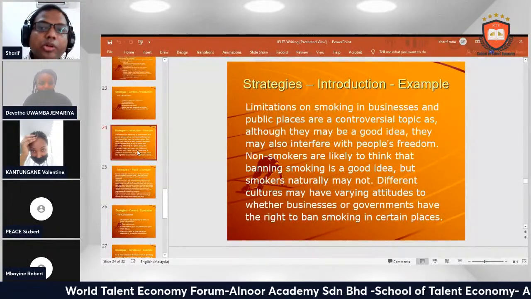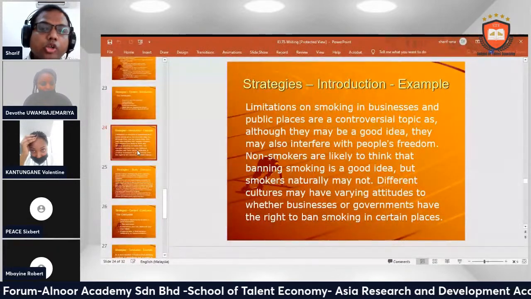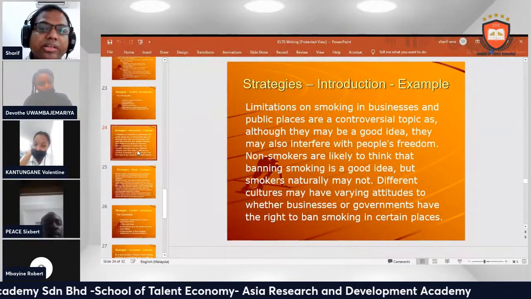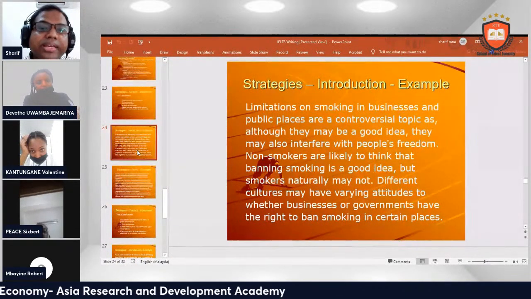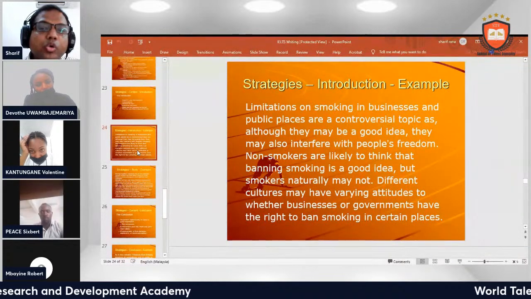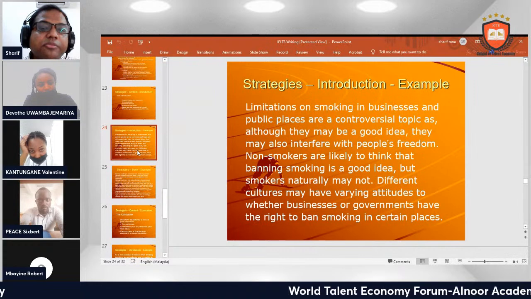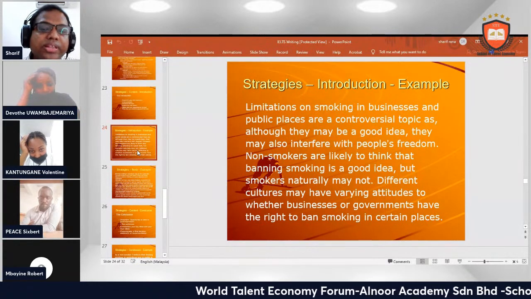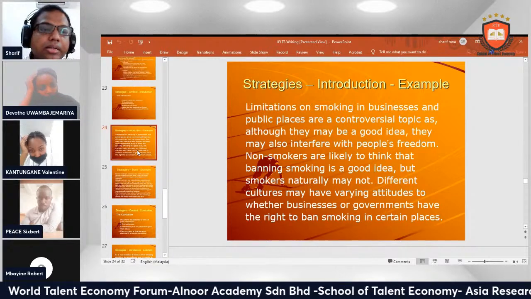Strategies. Limitations on smoking in business and public places are a controversial topic, as although they may be good ideas, they may also interfere with people's freedom. Non-smokers are likely to think that banning smoking is a good idea, but smokers naturally may not. Different cultures may have a variety of attitudes to whether business or government have the right to ban smoking in certain places.